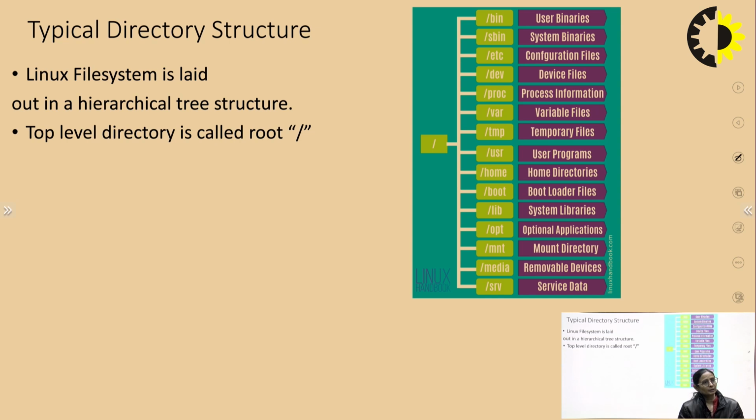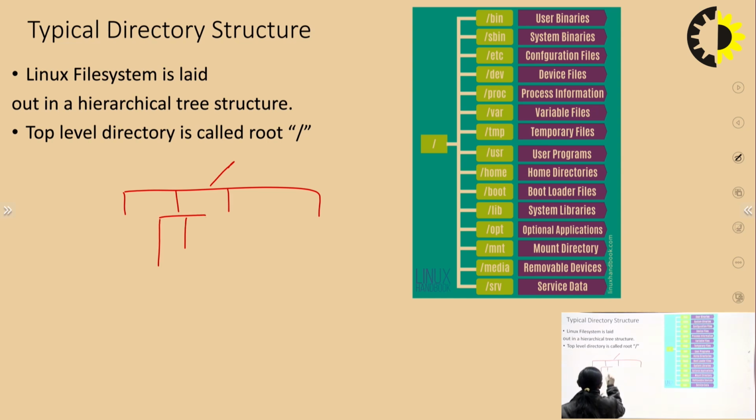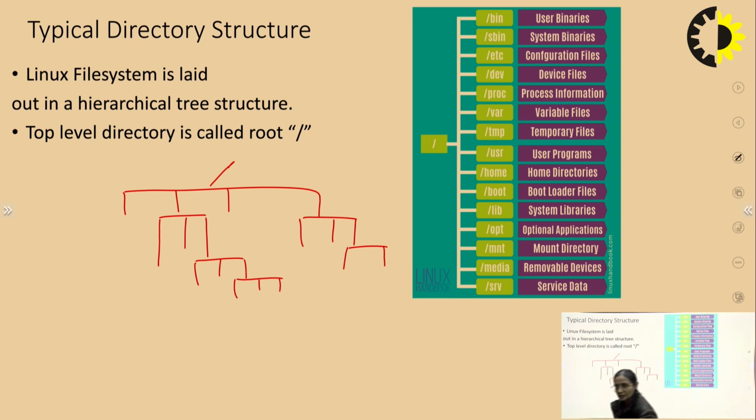So in the case of the Linux typical directory structure, the Linux file system is laid out in a hierarchical tree structure. The top level directory is called the root directory. That is, this is my root directory. Under this root directory, I have multiple subdirectories. These directories have their own hierarchy, or their own levels. In this way, the hierarchy, that is the tree structure, grows in a file system. Such kind of architecture is deployed in the Unix or Linux file system.